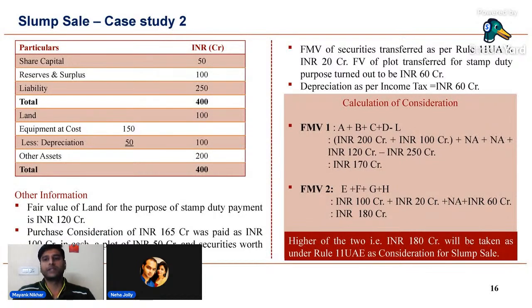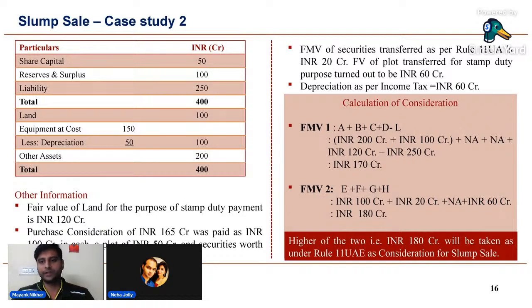Now, other information that we have is the fair market value of securities that were transferred. The securities, probably you could not see over here, are securities worth 15 crores. This is another slide that I was opening in my other system. So it is securities worth 15 crores. That security has a fair market value of 20 crores. The plot that has been transferred here, which is of 50 crores, has a stamp duty valuation of 60 crores.